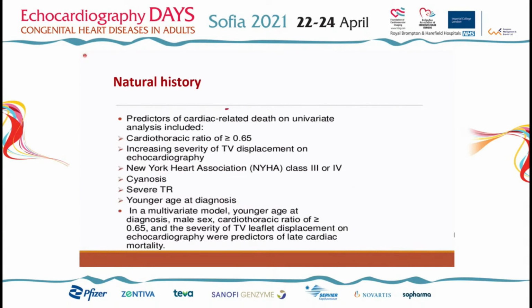Predictors for cardiac-related death on univariate analysis included a cardiothoracic ratio more than 0.65, increasing severity of tricuspid displacement on echocardiography, the presence of heart failure with class 2, 3 or 4, cyanosis, severe tricuspid regurgitation, and younger age of diagnosis. On the multivariate model, younger age of diagnosis, male sex, cardiothoracic ratio more than 0.65, and the severity of tricuspid valve leaflet displacement on echocardiography were predictors of late cardiac mortality.